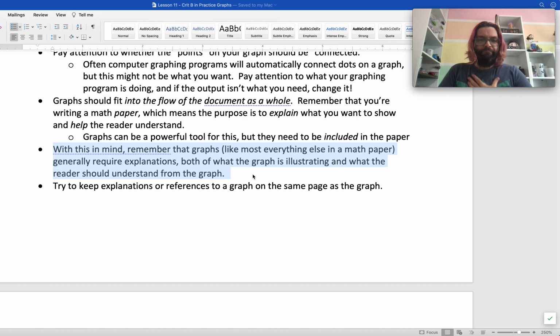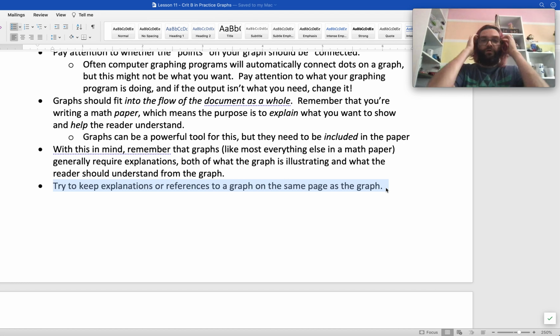And then the last thing, and this is true for all of these types of things, when possible, try and keep your explanations or references to a graph on the same page as the graph. If it's absolutely necessary, if you've got a lot to say, that's fine. You can go on to the next page. But you really don't want to do, here's a table, as you can see in the graph below, and then the graph is on the next page. In your proofreading, you really want to go through and make sure that all of these things are communicating well and appropriately.